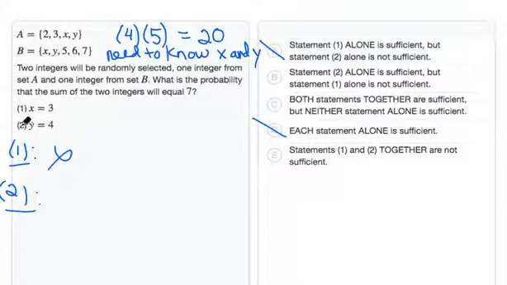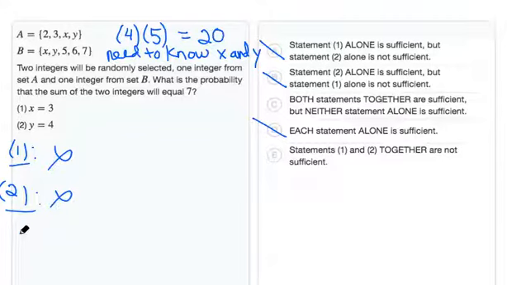Statement 2 gives us the y value, but it doesn't give us the x value, kind of the opposite of what we saw in statement 1. So this statement alone is not sufficient either, because we would only know half of what we need to know to answer the question. So statement 2 is not sufficient alone, so we can eliminate answer choice B.